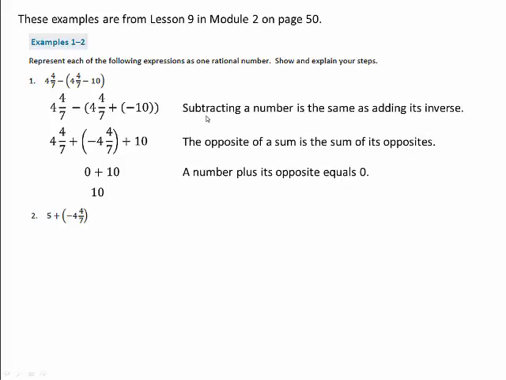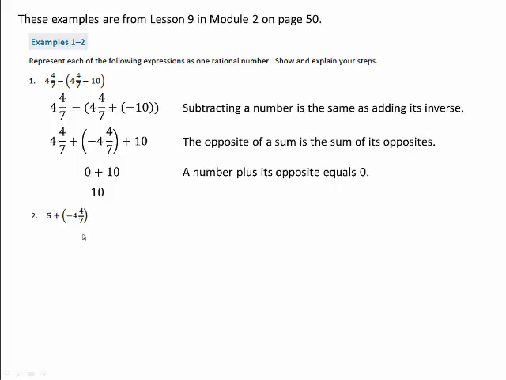Now, these were a lot of steps, and we went through them in very specific order so you can see what's going on. Once you're comfortable with this, you don't have to go through every step. You can jump down to where you can see that this is negative 4 4/7 plus 10. That's what I took these two steps to do. And then it's easy to put together the opposite numbers to make 0 and get your answer.